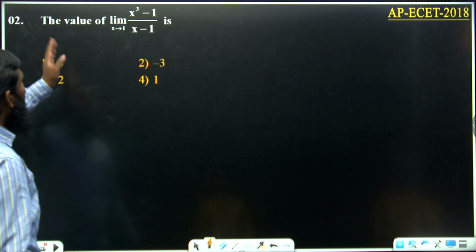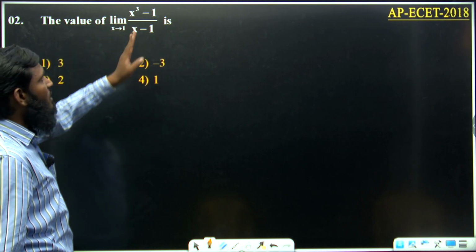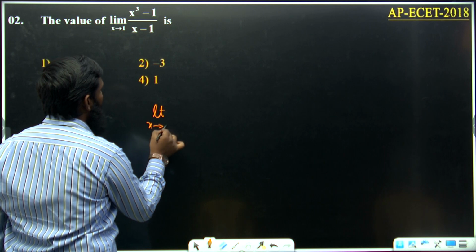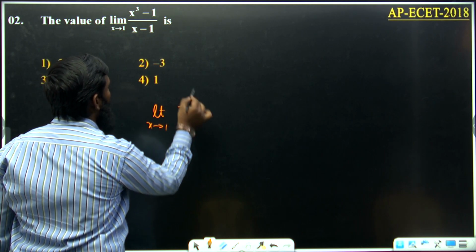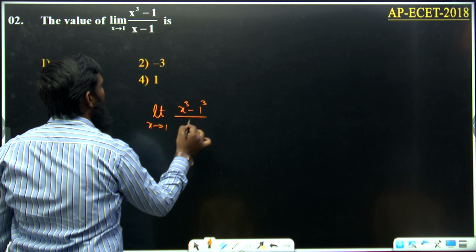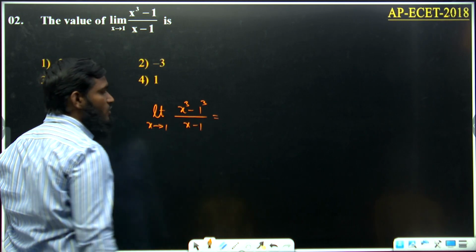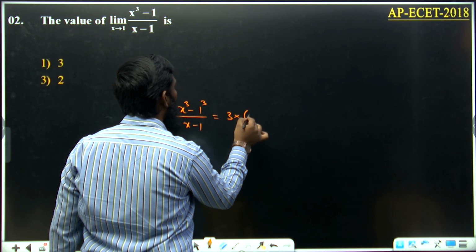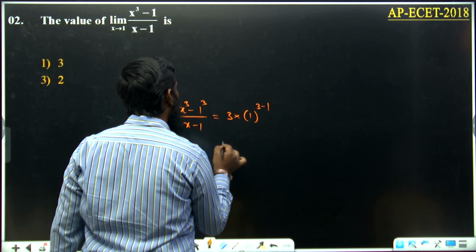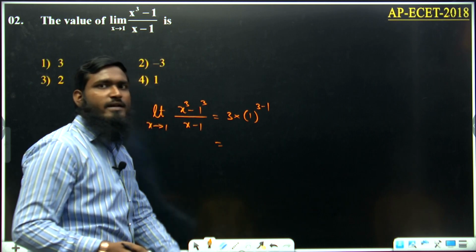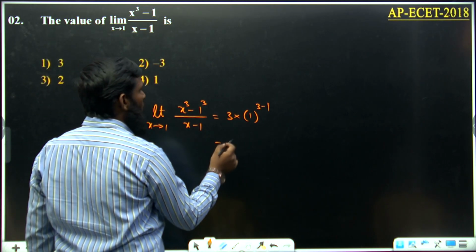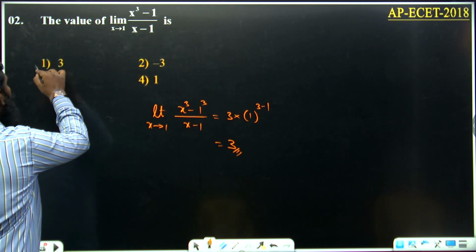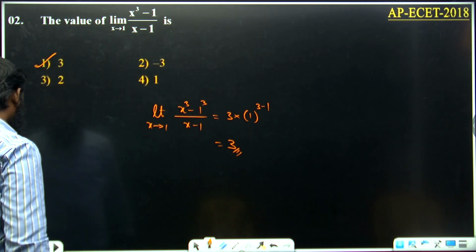Now, next question, the value of limit x extends to 1, x cube minus 1 by x minus 1 we are having. Similarly, this concept what we are having, limit x extends to 1, x cube minus 1, for 1 we can write 1 cube over here, divided by x minus 1 is equals to, now n into a power n minus 1, n means what we are having, 3 into 1 power 3 minus 1 is equals to, 1 power 3 minus 1 means is equals to 1 only. So, 3 into 1 is equals to what? 3. So, what is the final answer we are getting over here? 3. 3 means let us go with the first option.